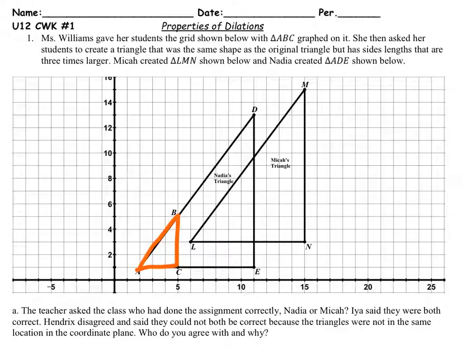So the teacher asked the class who had done this assignment correctly, Nadia or Micah. Aya said they were both correct. Hendricks disagreed and said they could not both be correct because they were not in the same location in the coordinate plane. Do you agree? And why? I disagree. All right. Well, let's find out first.